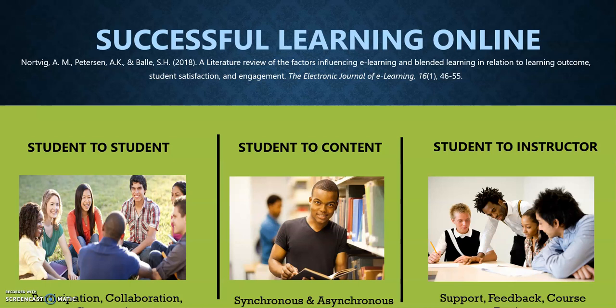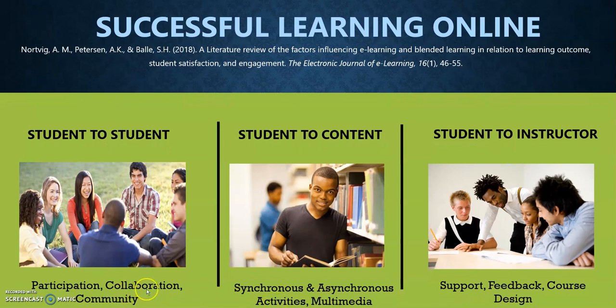But in this article, they talk about how students want three things in their online courses. They want to make a student to student connection, they want to make a student to content connection, and they want to make a student to instructor connection. And so they do this through participation. I can slide this in so you can see participation, collaboration, and community. And they do this through the student to content through our providing them with a synchronous format or an asynchronous format with our activities, as well as embedding multimedia into the course. And then they make the student to instructor connection by the way that we support them and provide feedback, and also in the way our course is designed.